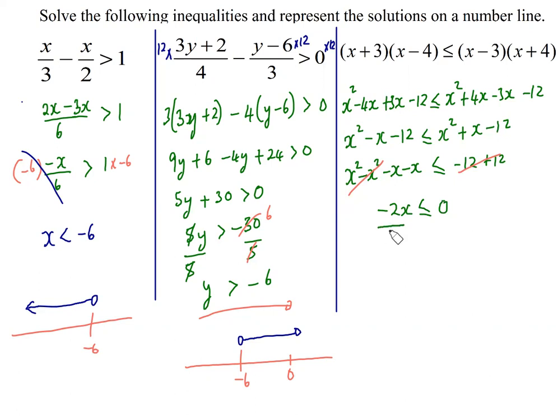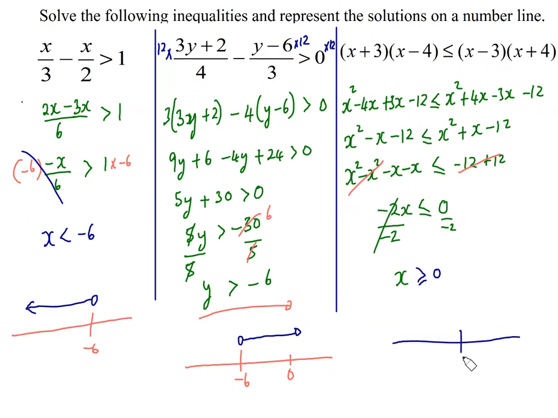Now what do we need to do? We divide by negative 2. Then this one cancels, and you're going to be left with x. Remember, what we now have is greater than or equal to 0. It's now greater than or equal because we divided by a negative. Then let's represent it on the number line.